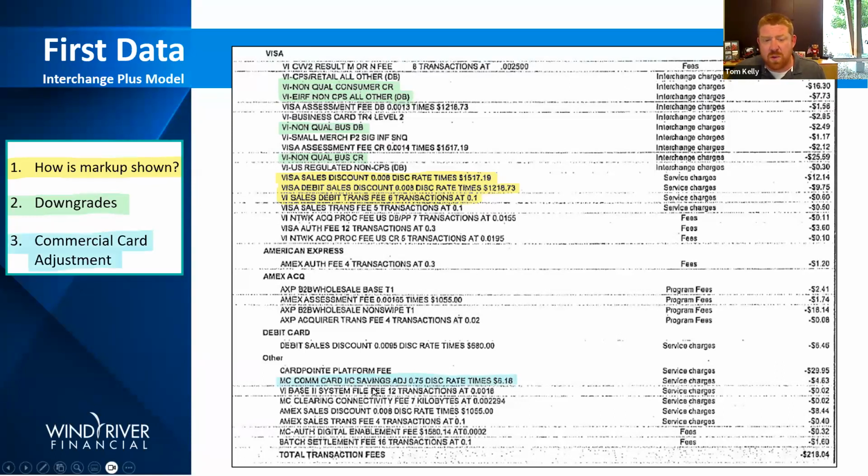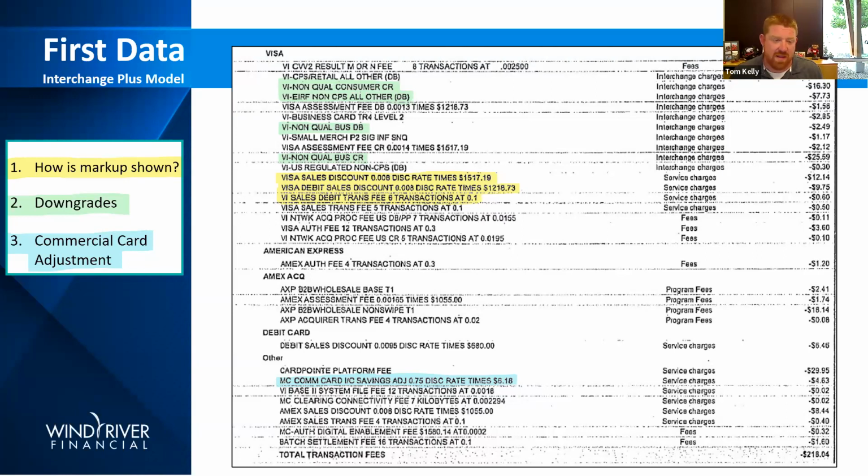And then something new that we're starting to see, again, this isn't just a First Data thing, is this commercial card interchange savings adjustment. This is 75% of the $6.16 they saved. So again, $4, not a super impactful fee for this specific merchant. This is where First Data is going to pass along some data that maybe you forgot to pass along. They're going to automate that process.